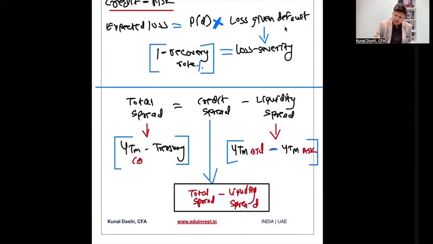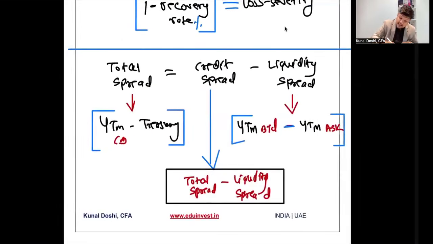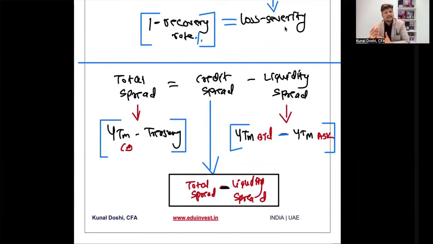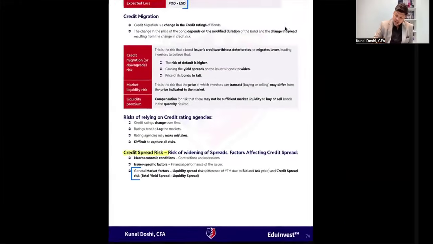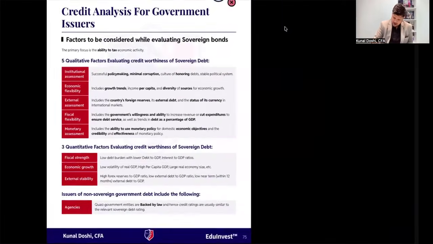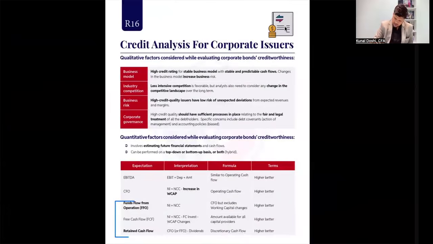So what you will do simply, if the total spread is 100 basis points and liquidity spread is 60 basis points, so 60%. The remaining is credit spread. So the missing piece here is credit spread. There's no direct calculation of credit spread. It is the balance or plug-in. Is this clear? Everyone with me on this? Check, confirm.